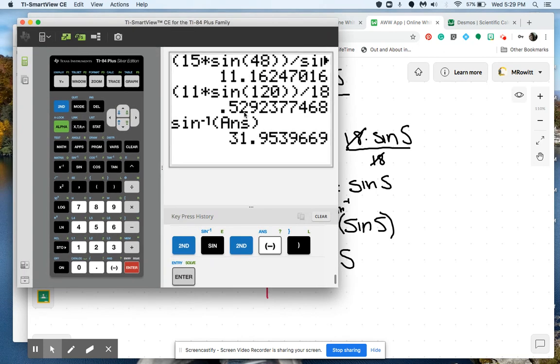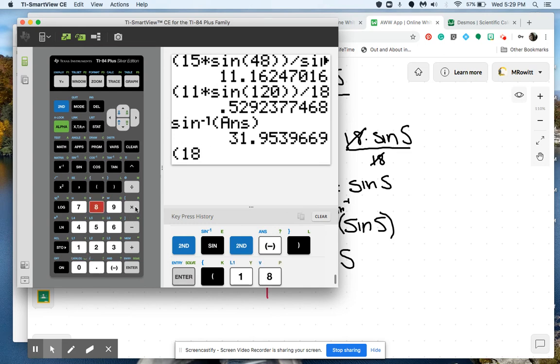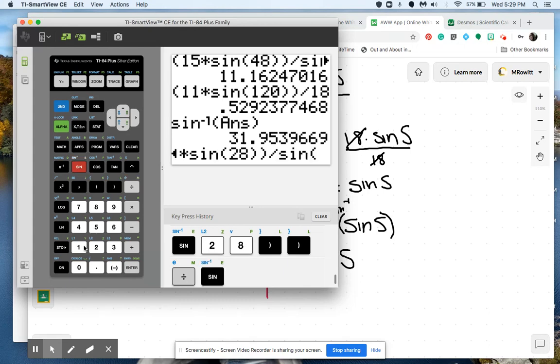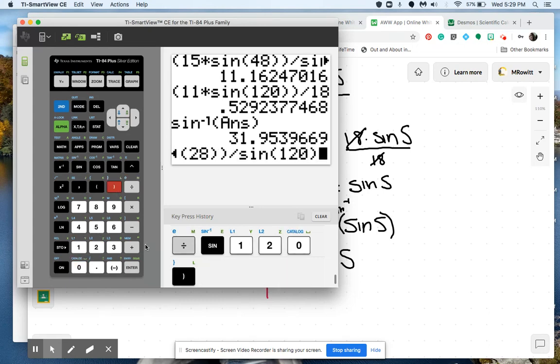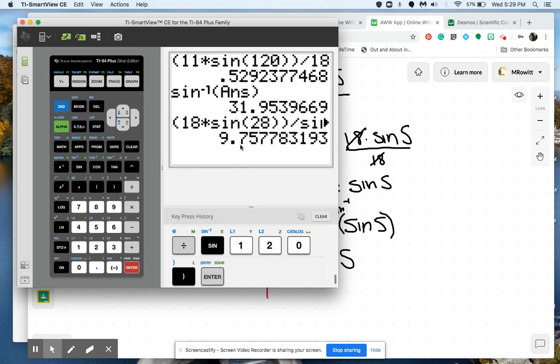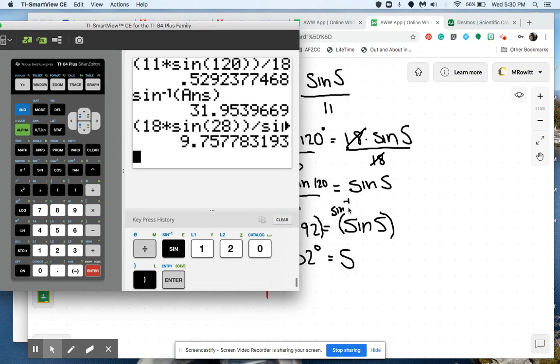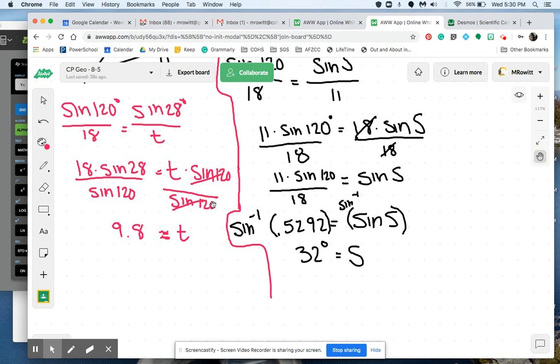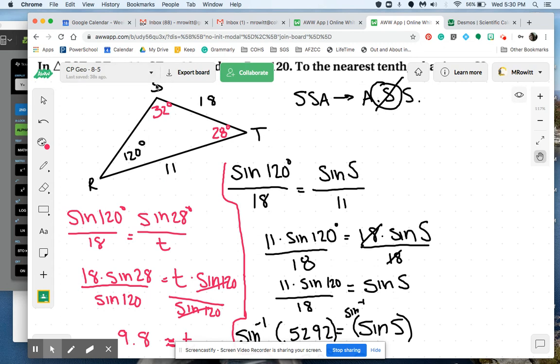So I'm putting lots of parentheses. Yes, I realize there is another workaround, but I'm trying to be consistent. 18 times the sine of 28, divided by the sine of 120. Close that parenthesis. And I get, again, rounding to a tenth, 9.8. So the measure of little t is about 9.8, when I round to the nearest tenth. So the complete answer is that little t equals 9.8, big T equals 28 degrees, and big S equals 32 degrees.